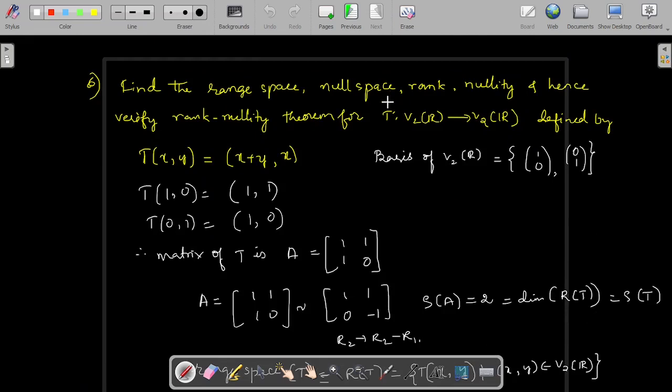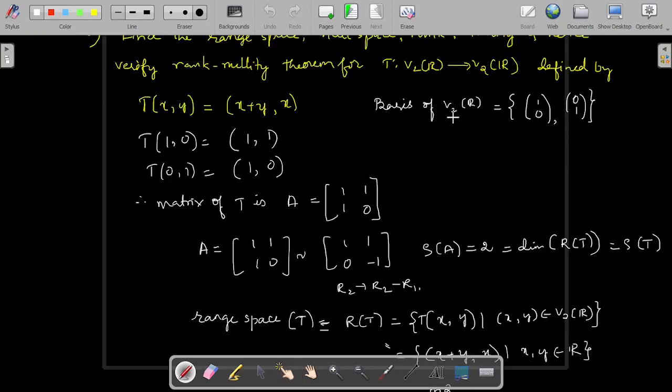Now find the range space, null space, rank, nullity, and hence verify the rank-nullity theorem for this linear transformation defined by T of (x, y) equals (x plus y, x). So we know the standard basis of V2(R) is (1, 0), (0, 1). So let us find out the matrix of the linear transformation. T of (1, 0) goes to (1, 1), because x is 1, y is 0. (0, 1) goes to (1, 0). So the matrix of T is given by writing these as columns, [1 1; 1 0]. Column-wise we have to write. This is the matrix of T.